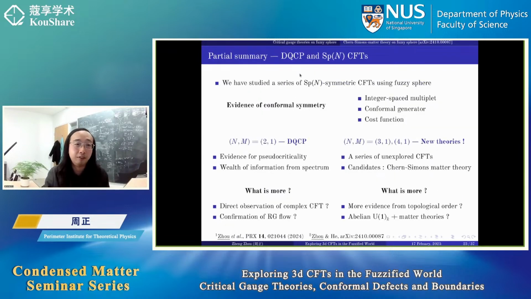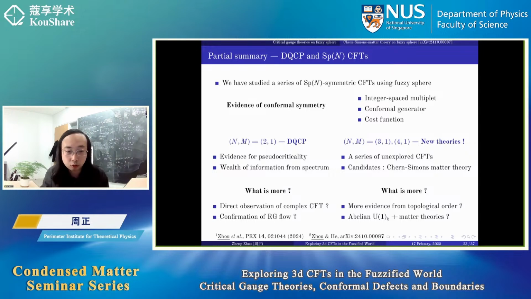Making a brief summary, we have studied a series of symplectic CFTs using the fuzzy sphere. We have found evidence for the conformal symmetry, including the integer-spaced multiplet, the conformal generators, and the cost function. For SP2, it is the deconfined criticality. We have found evidence for the pseudo-criticality and have obtained a wealth of information from the spectrum.